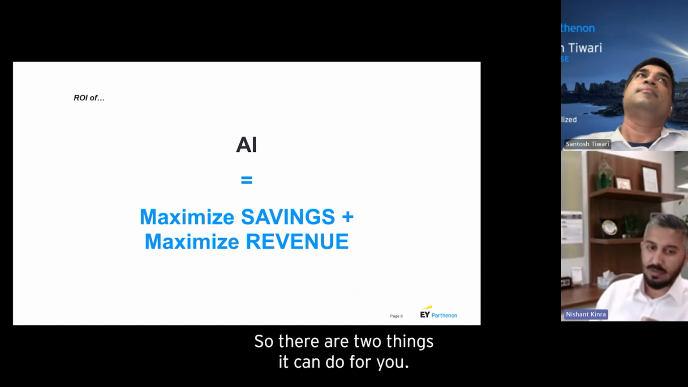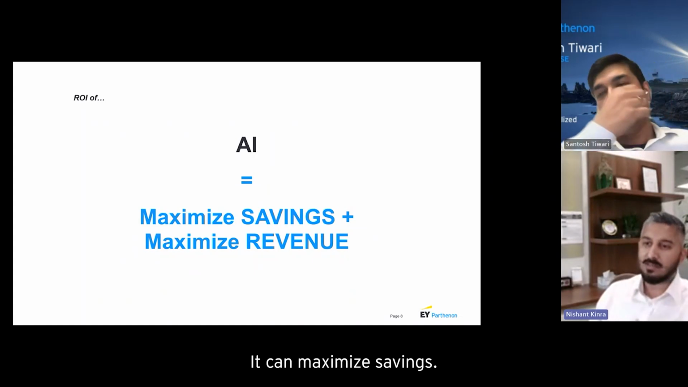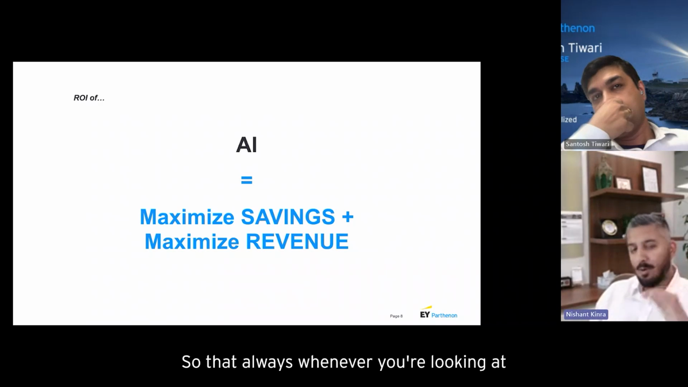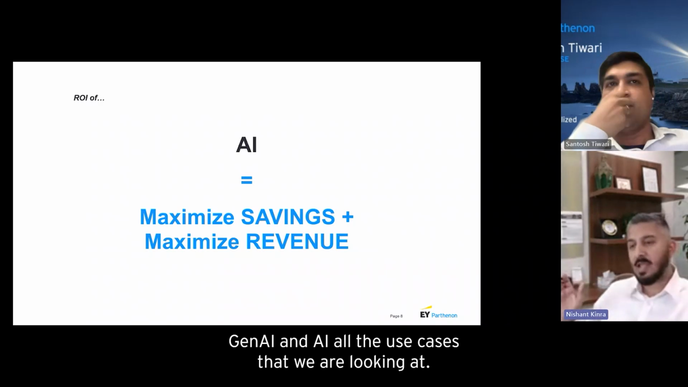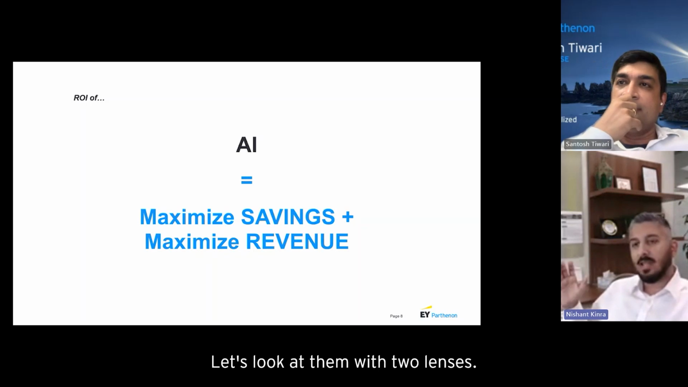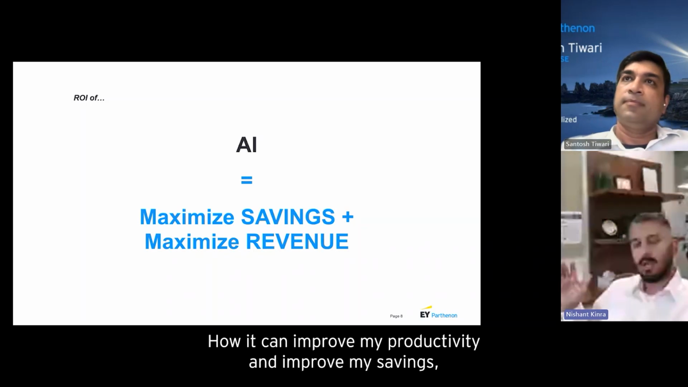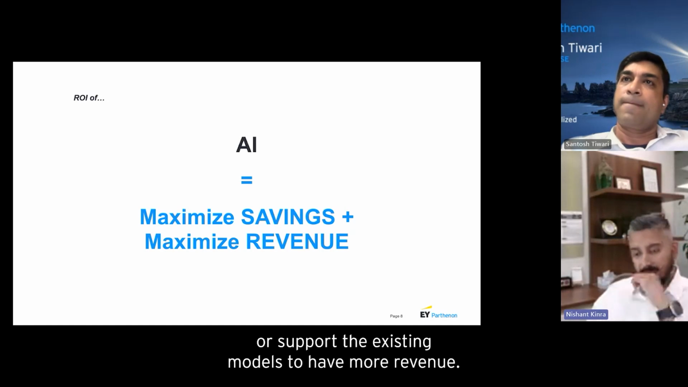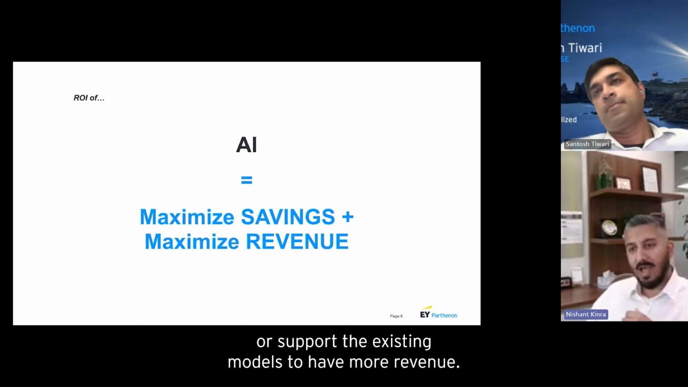So there are two things it can do for you. It can maximize savings, plus it can maximize revenue. So whenever you're looking at Gen AI and AI, all the use cases that we are looking at, let's look at them with two lenses: how it can improve my productivity and improve my savings, or how it can add to my revenue, create new business models, or support the existing models to have more revenue.